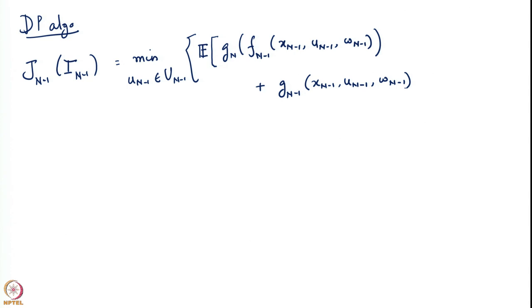But remember, earlier we were just simply taking an expectation of this. The expectation earlier was over the noise and we knew the state, so the state was a parameter. But in this case we do not know the state, so the state is also a random variable. So what we are really taking here is not an expectation but a conditional expectation, conditioning on I_{n-1} and u_{n-1}.